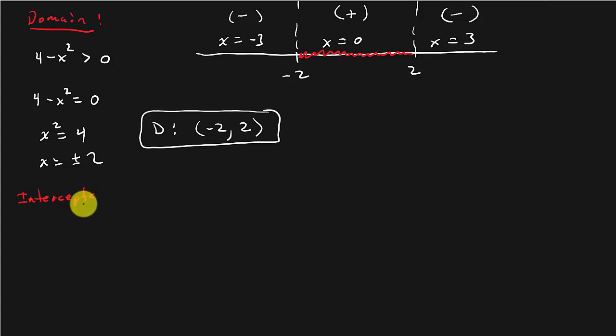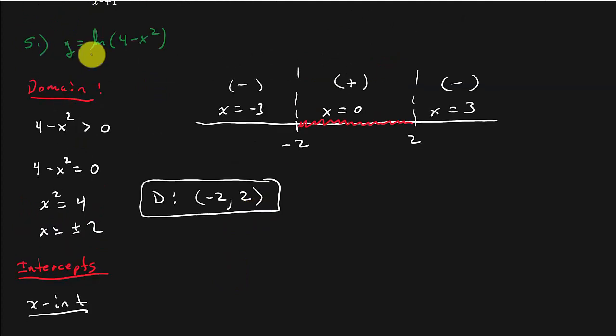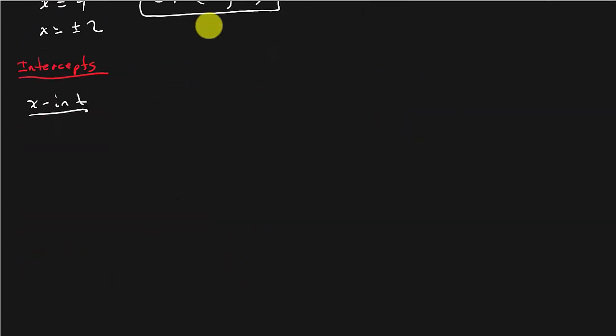intercepts. So first, let's find our x-intercept. So remember, our x-intercept, that is where the function is equal to 0. Well, that's where we set the function equal to 0 and solve for x, right? So we're going to take the natural log of 4 minus x squared and set it equal to 0. So the natural log of 4 minus x squared is equal to 0. So now we solve this log. So remember, natural log, that's log base e. So we'll convert this to exponential form.